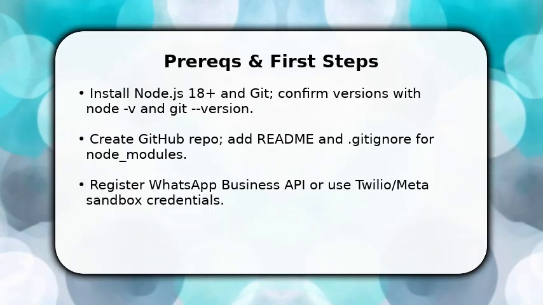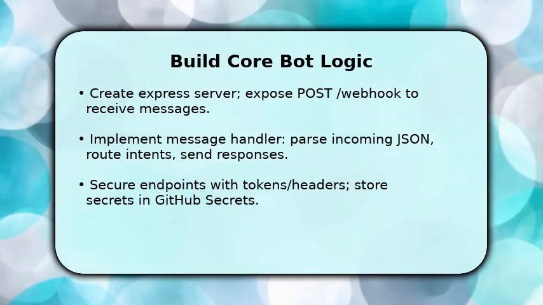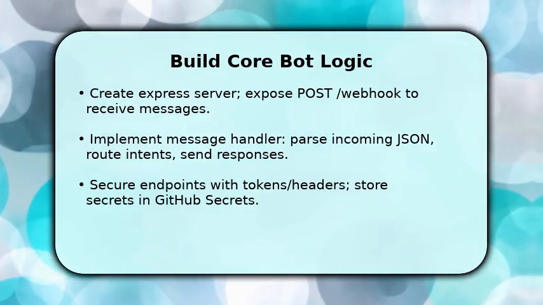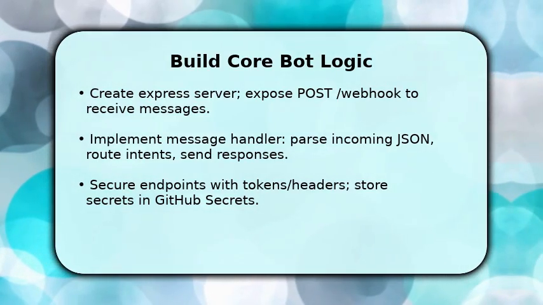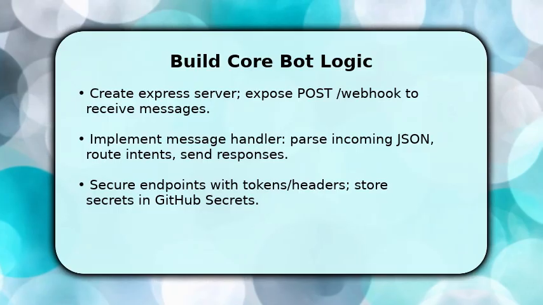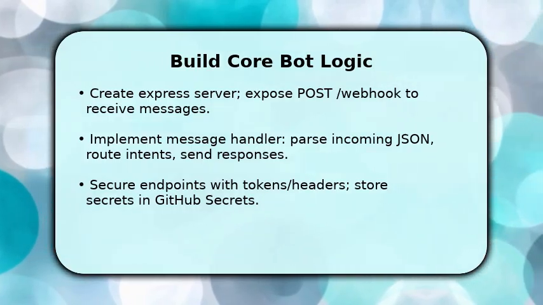Now you implement the core. Set up an Express server and a POST /webhook endpoint to receive WhatsApp callbacks. You parse incoming JSON, detect message type, and route to handlers for text, media, or quick replies so responses stay consistent. Integrate the provider SDK to send replies and use templates for structured messages.